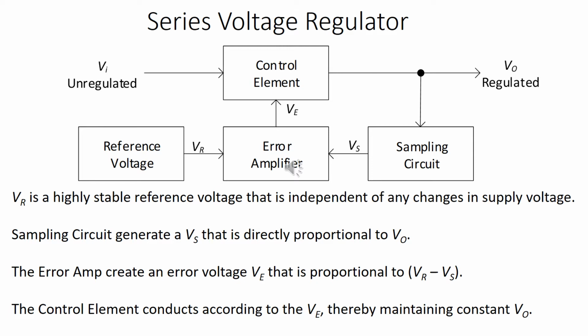Now let us look at the closed loop between the control element, the sampling circuit and the error amplifier. This closed loop enables us to have a constant V0. Any possible changes in V0 are compensated within that loop.